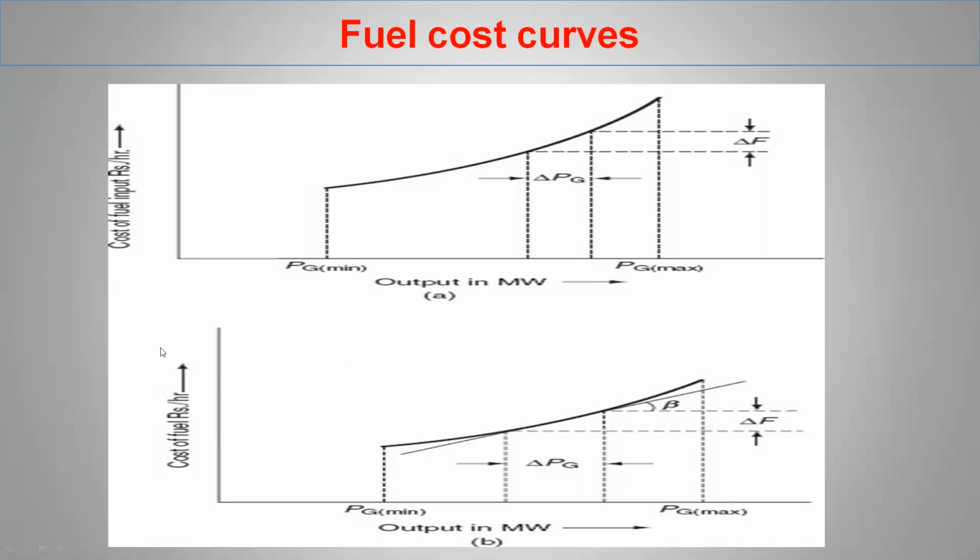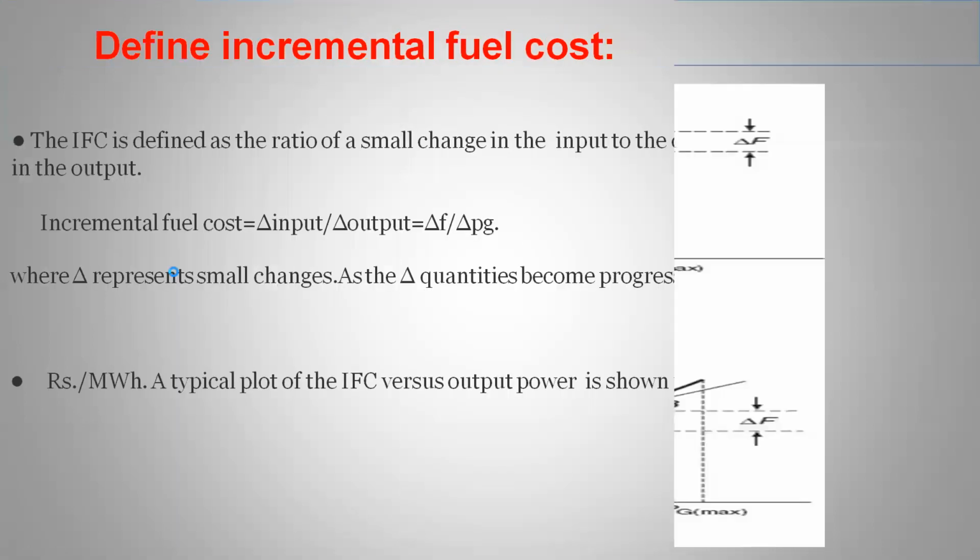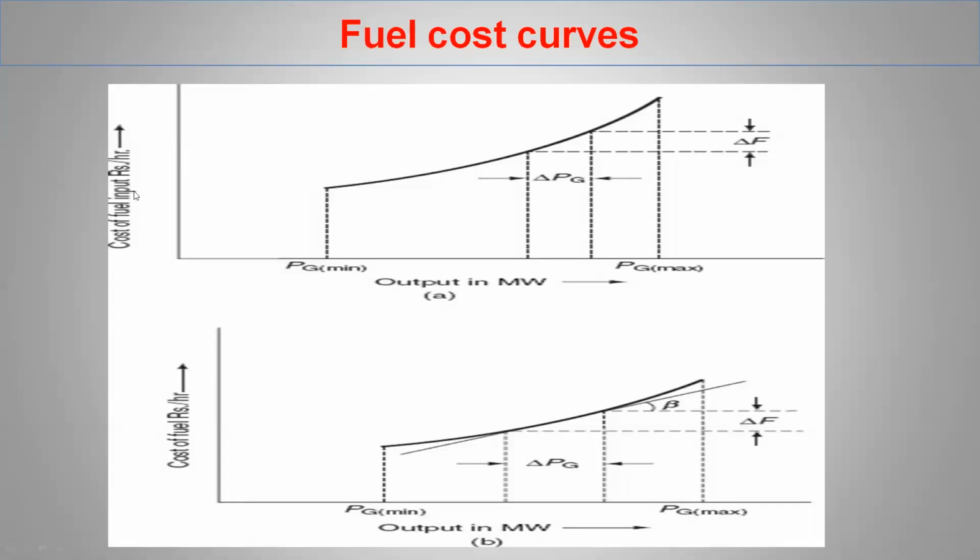This is the cost of the fuel input. This is the output in megawatt. So this is the input output characteristics, which we already discussed as the first topic. This is the cost of the fuel input, this is output in megawatt. This is the characteristic, and a small change in the characteristic. This is the minimum limit and this is the maximum limit.